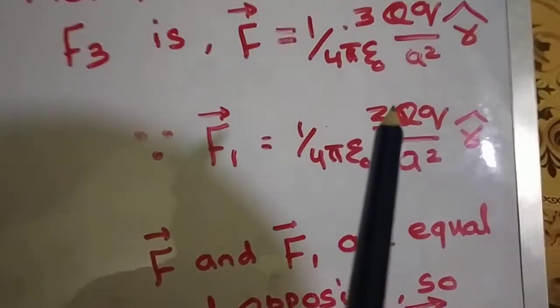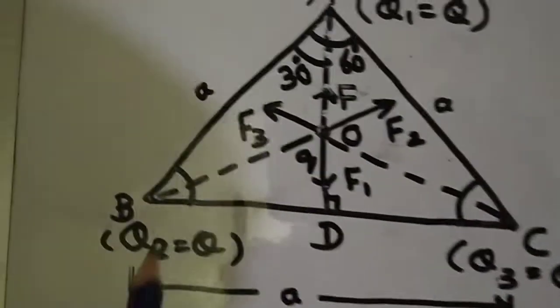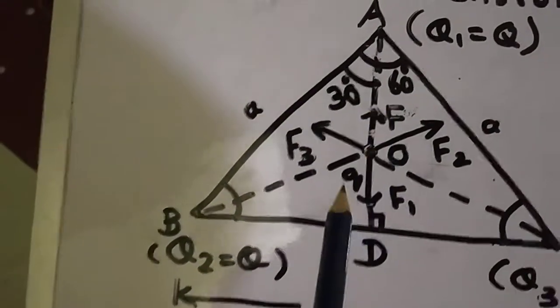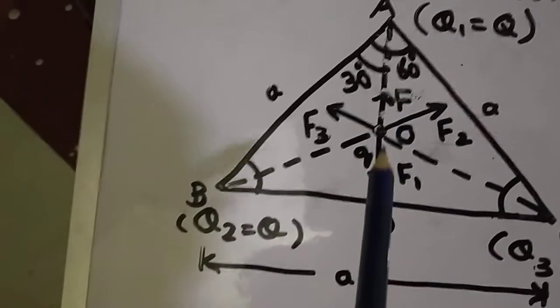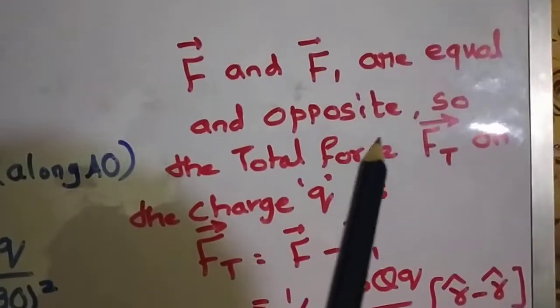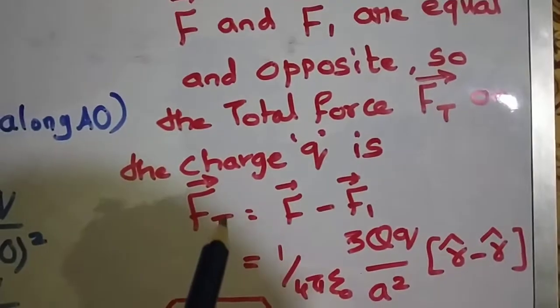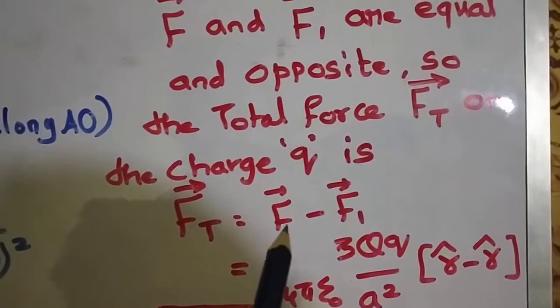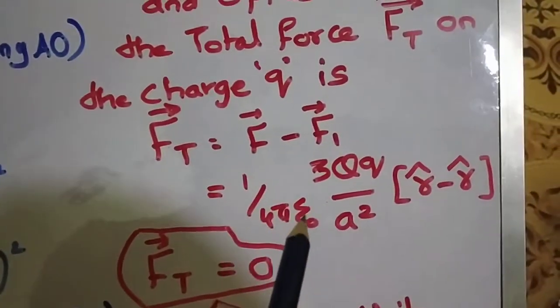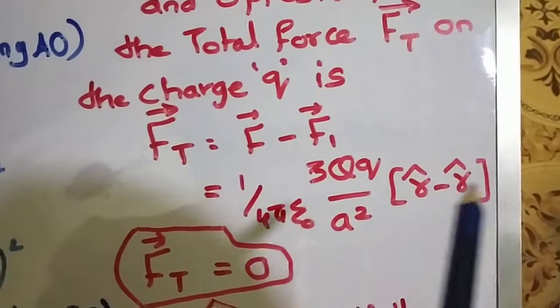Now, the vector form of F1, as we have discussed earlier, is equal to 1 by 4 pi epsilon naught 3 QQ by A squared into r cap. Here in this diagram, this resultant force F and the force F1 are both equal in magnitude, but they are acting in the opposite direction. So the total force F suffix t vector on the charge Q is F minus F1, which is nothing but 1 by 4 pi epsilon naught 3 Q squared by A squared, r cap minus r cap, which is equal to 0.